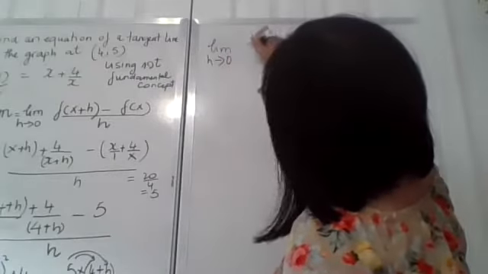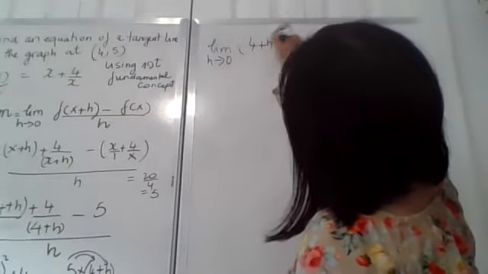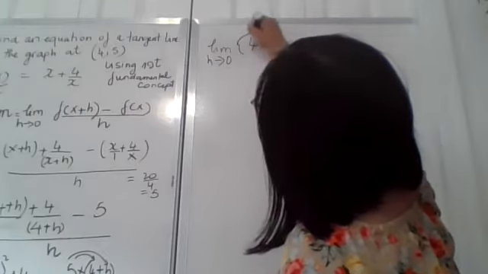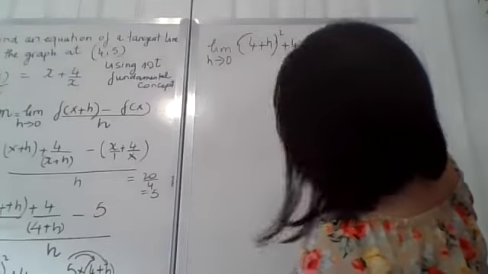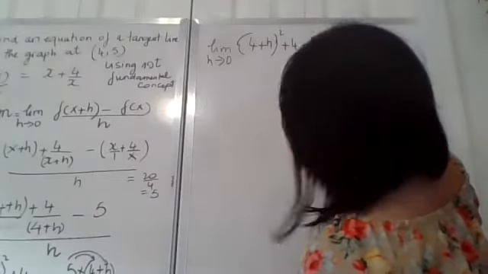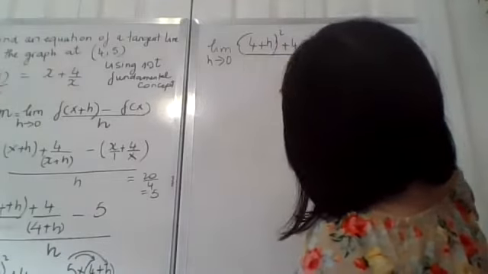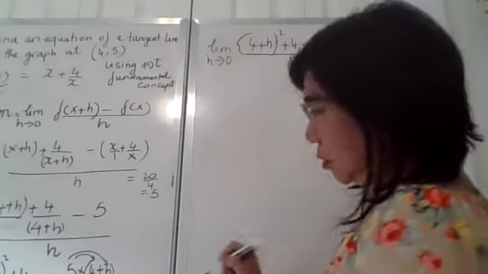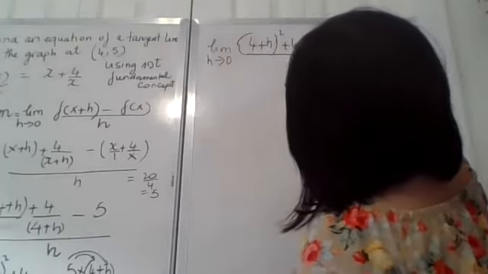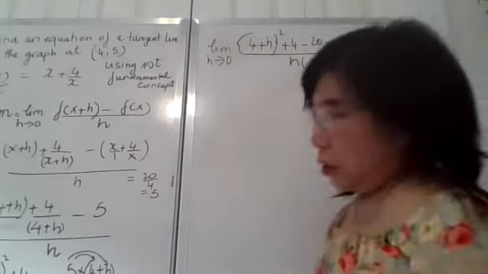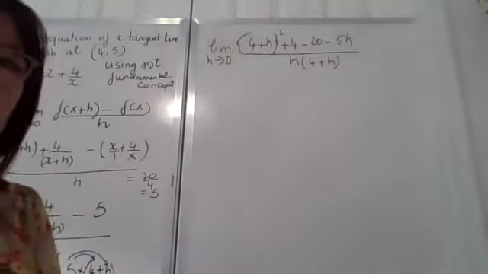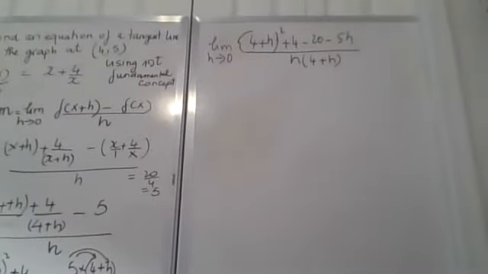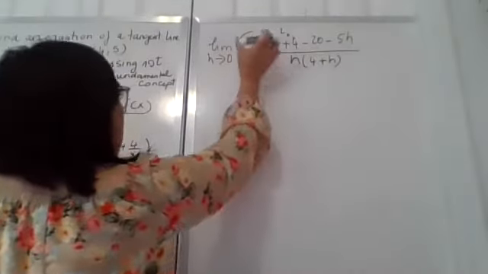And this will be (4 plus h) all of this squared, plus 4 minus 20 minus 5h, all of this over h times (4 plus h). Okay, so I copied this part down here up here. Let's see if you can see it. Yeah. Okay. So now I'm going to expand this bracket.